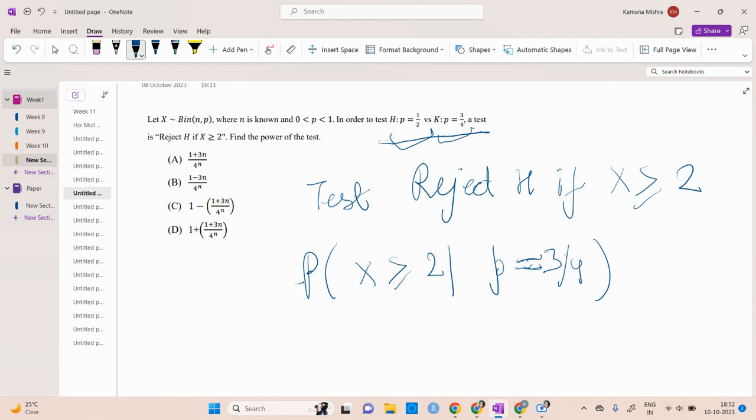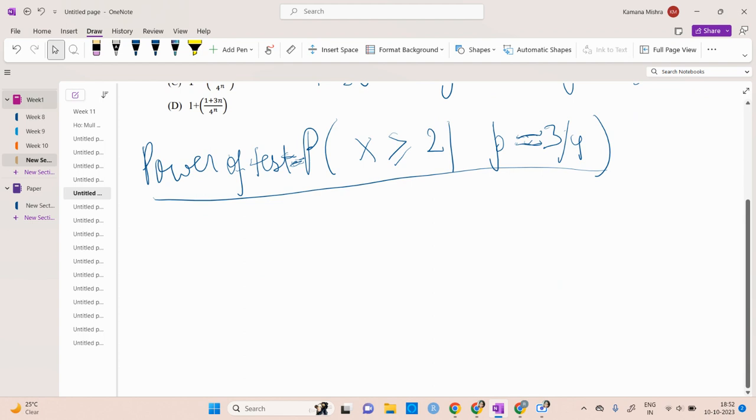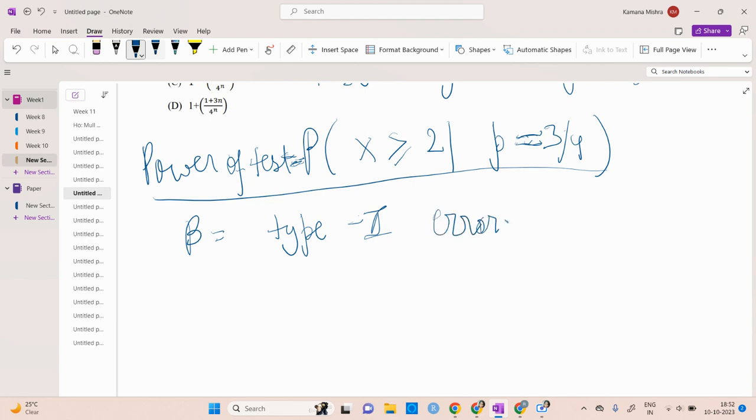Okay, now how we have written this as power of test. I have written this power of test like this. Now you need to know how. So beta, which is type 2 error, right? Now power of test is what?